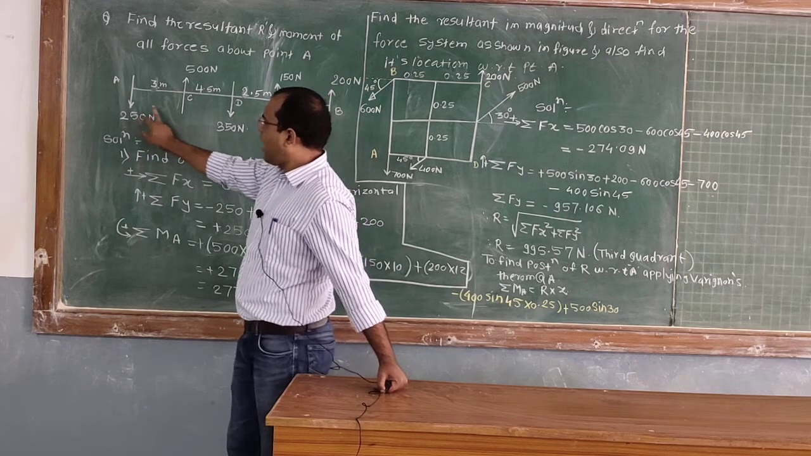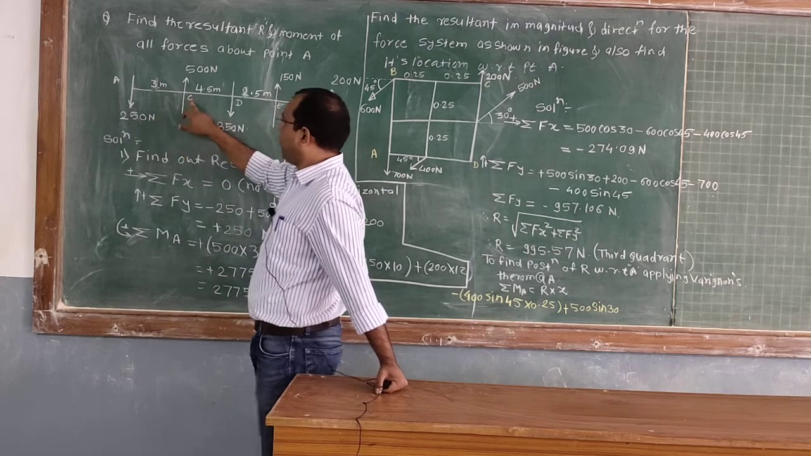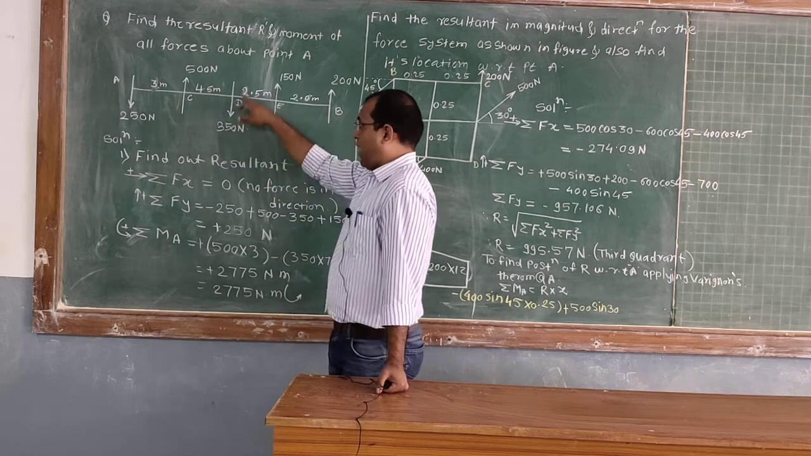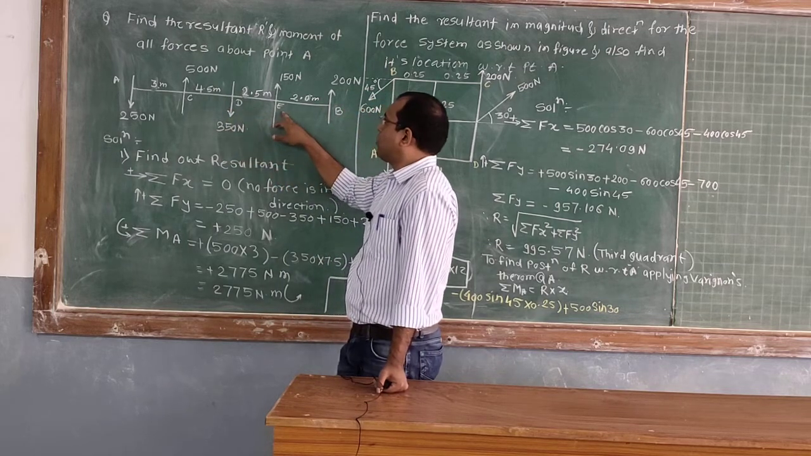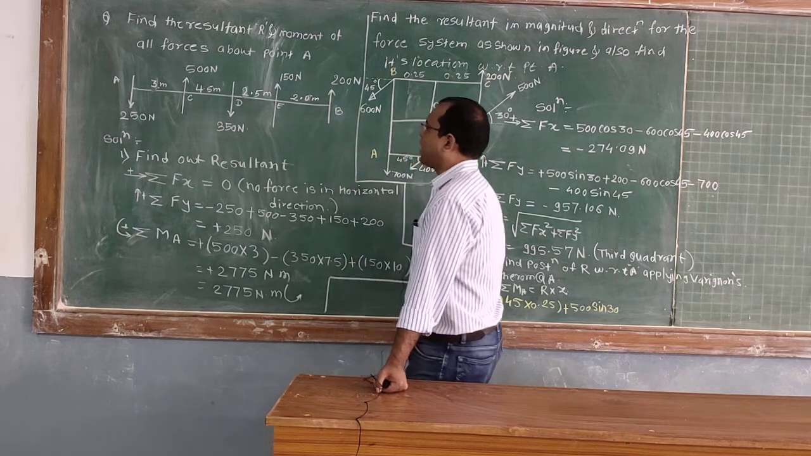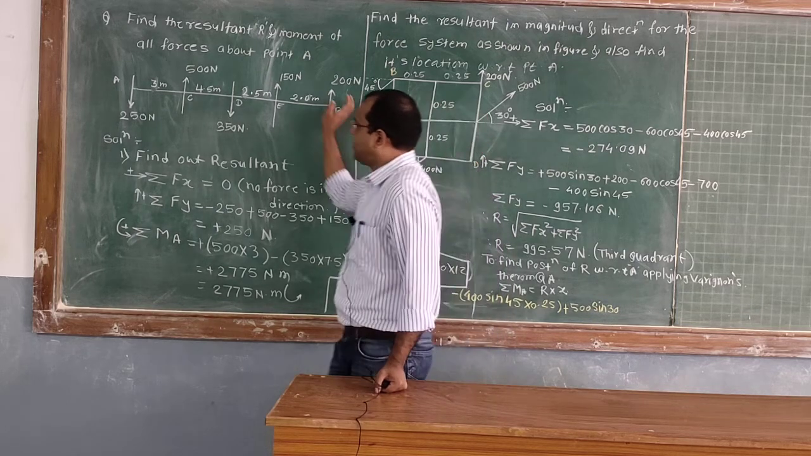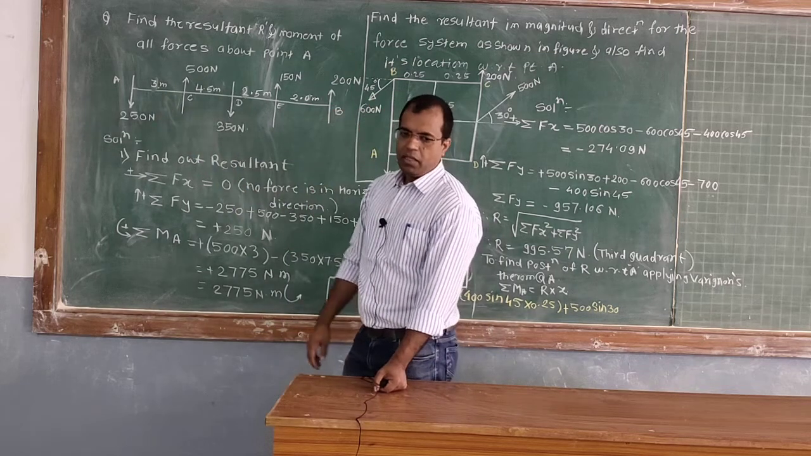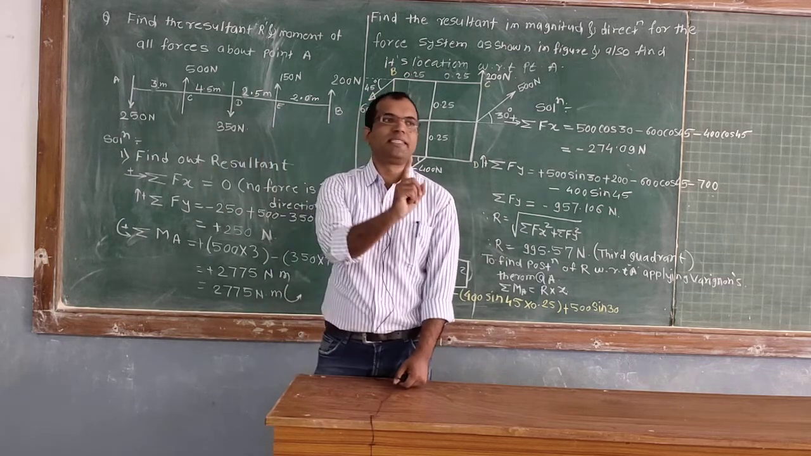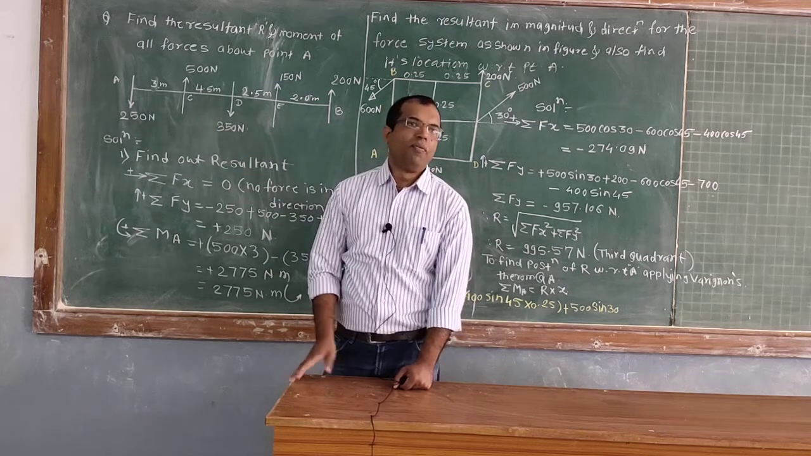The force acting at point A is 250 Newton vertically downward. The second force is 500 Newton at point C vertically upward. 350 Newton at point D vertically downward, and 150 Newton at point D vertically upward, and a force of 200 Newton acting at point B, again vertically upward. Now this is the system of forces given. So first we have to find the resultant. What is the resultant? We have to replace the system of forces by a single force which will produce the same effect as the system of forces.